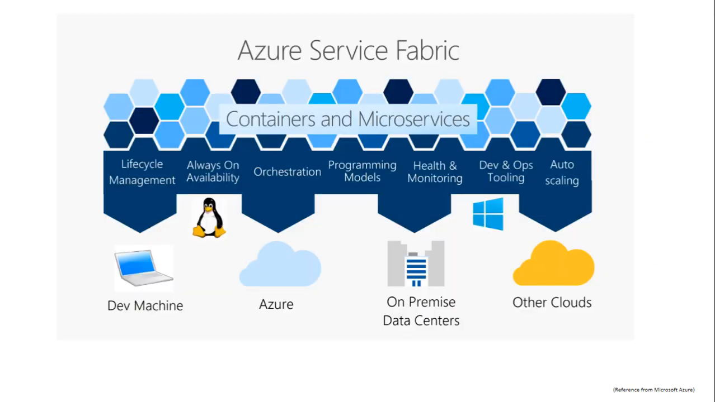Azure Service Fabric, this is one of those diagrams which can help you understand what Service Fabric provides. You can see these are the container microservices, all the small hexagon icons. These are your services or containers you deployed on your Service Fabric cluster, and underneath you can manage the lifecycle management of your services and containers, always-on availability, or orchestration, where you can configure it and manage it depending on whatever you need.